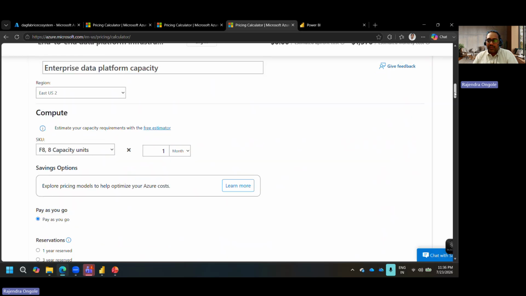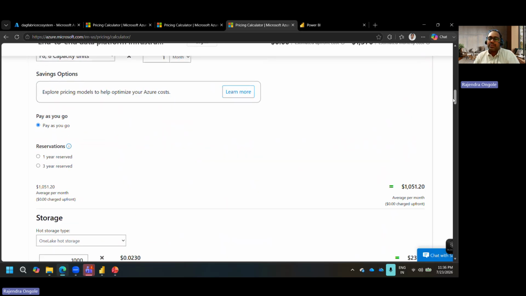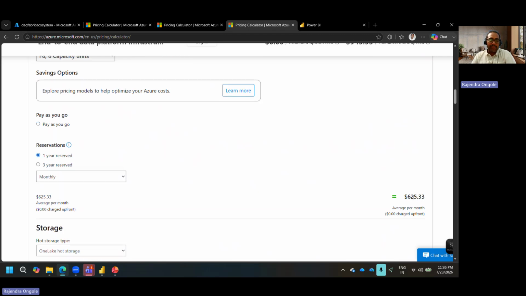If you go a little down, as I said, there are two types of approaches: the pay as you go method and reservation. Reservation has two categories, 1 year reserved and 3 years reserved. You can check it here itself. Pay as you go, this is the monthly charge, 1,051. For a 1 year reservation, this is the charge per month, 625.33. If you change it to upfront, this is how it looks. Upfront means you pay the amount for 1 year first itself.